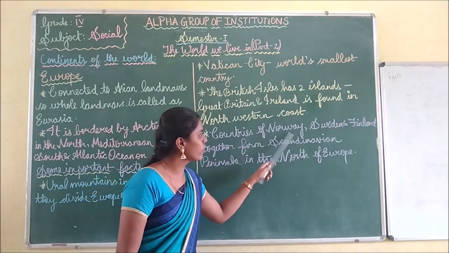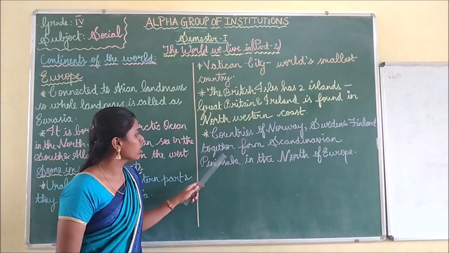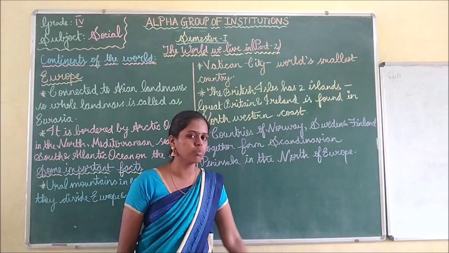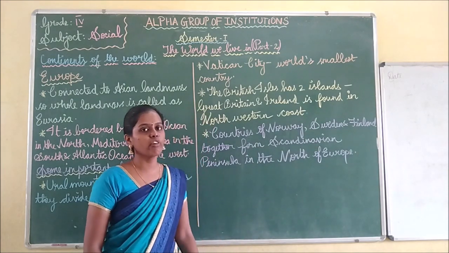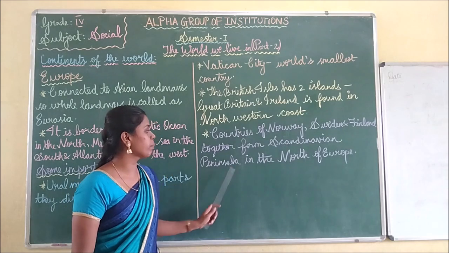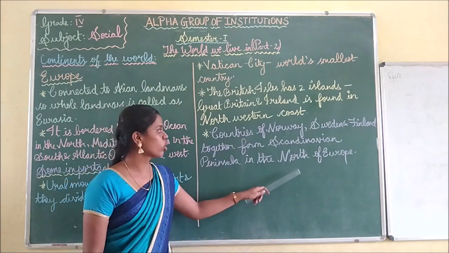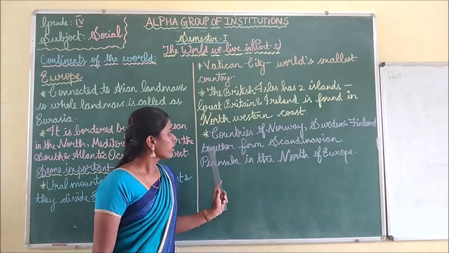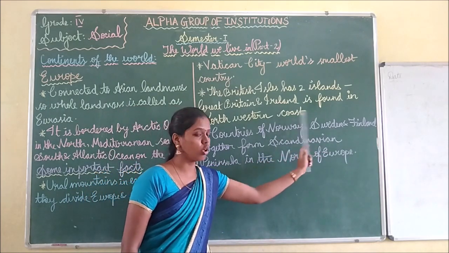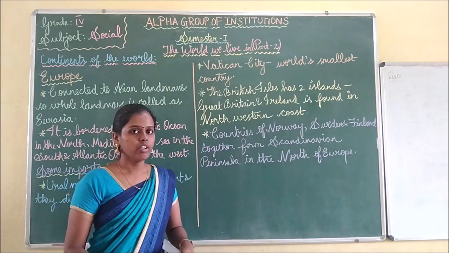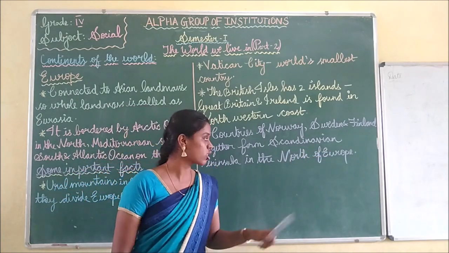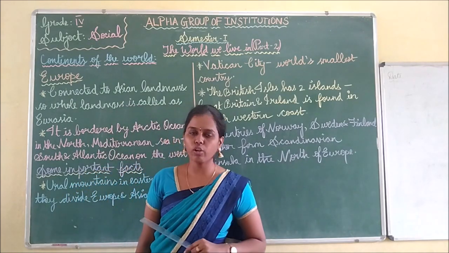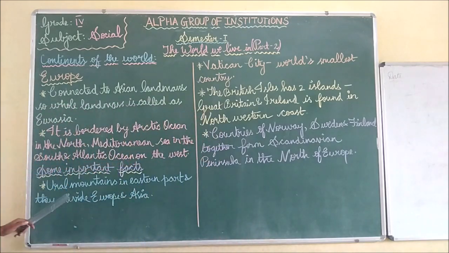Okay, the countries Norway, Sweden and Finland together form the Scandinavian Peninsula in the north of Europe. So, three countries together form a peninsula called the Scandinavian Peninsula, which is located in the north of Europe. What are those countries? Norway, Sweden and Finland. What are the points we have seen?